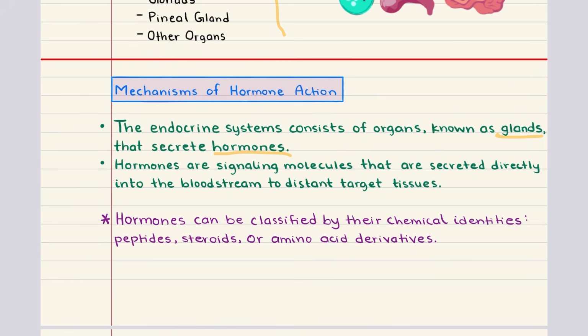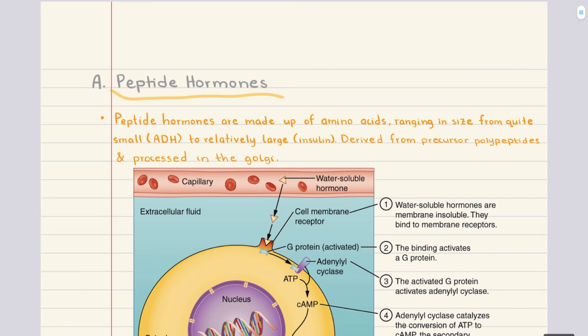Hormones come in different chemical forms, and that's going to affect how they function in the body. There are three main types of hormones that are classified by their chemical identities. We have peptide hormones, steroid hormones, and amino acid-derived hormones. We're going to start with peptide hormones first.